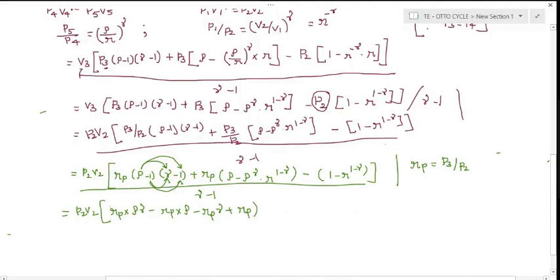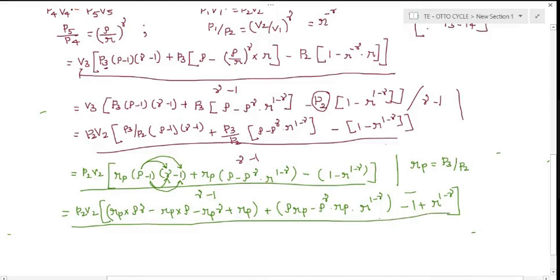So this is the first one, then plus rho into RP minus rho power gamma into RP into r power 1 minus gamma, minus of 1 into minus, plus r power 1 minus gamma, whole thing divided by gamma minus 1.